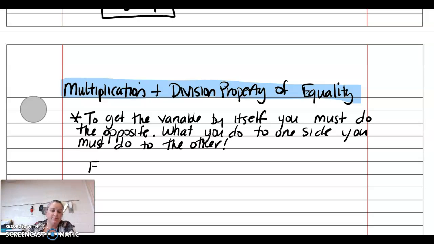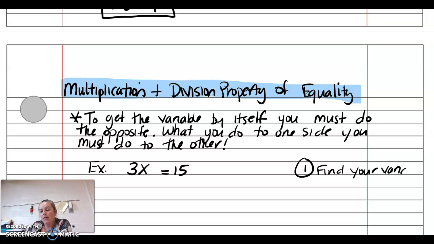So let's say we have a problem 3x equals 15. Okay, I know this is a simple one, but the idea here is the same. So if you, 1, find your variable, and then 2, get rid of what's happening to it by doing the opposite.